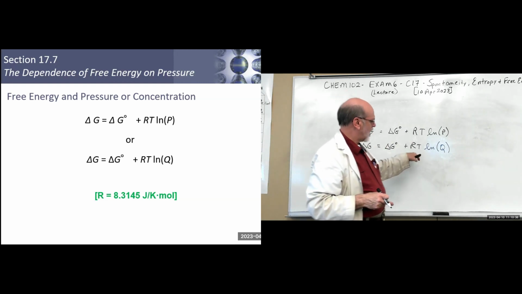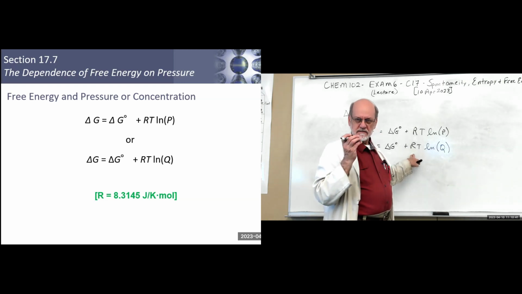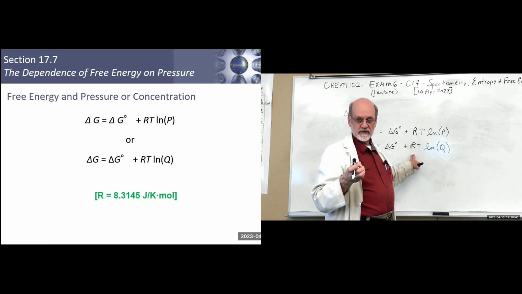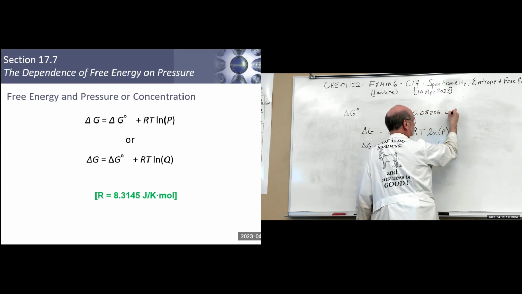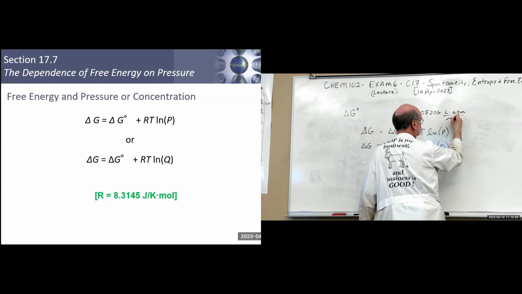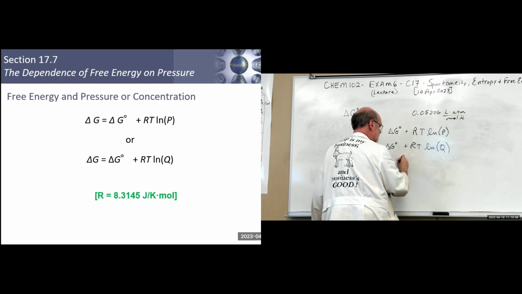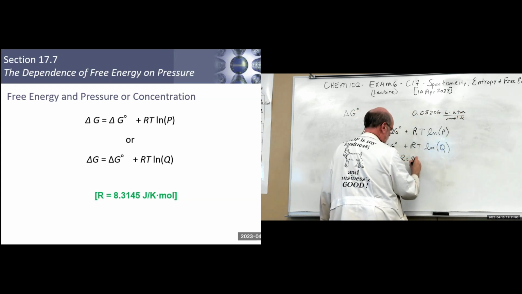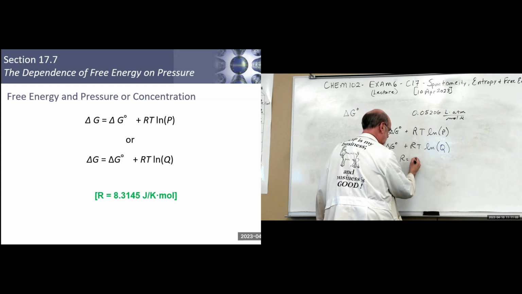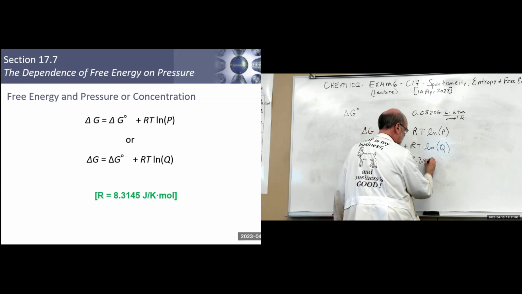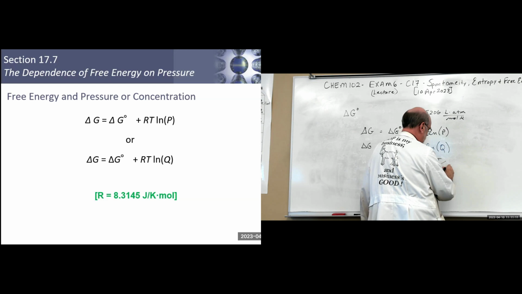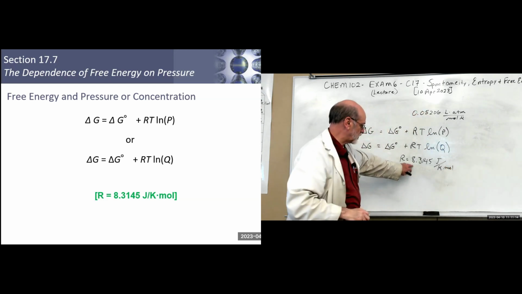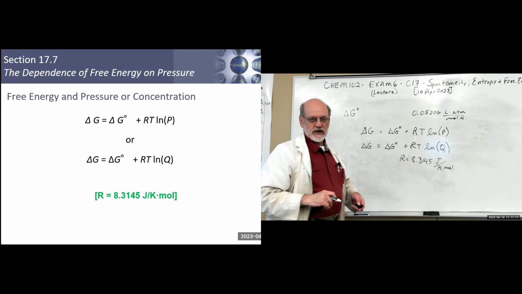And in this case, R is the constant with the energy term in it, not the liter atmospheres. Remember, liter atmospheres would be this one. But the one we want to use here is 8.3145, I believe it is, joules per K mole. That's the one we would use for this equation.